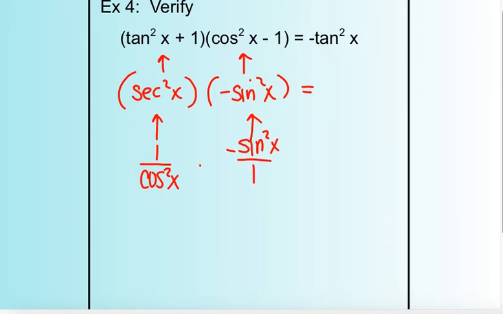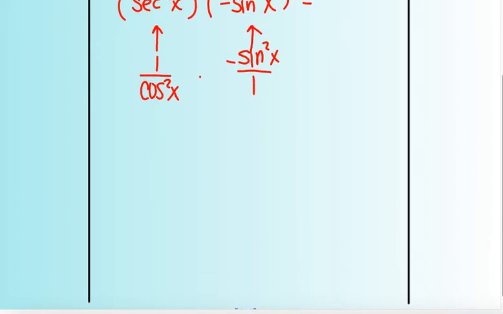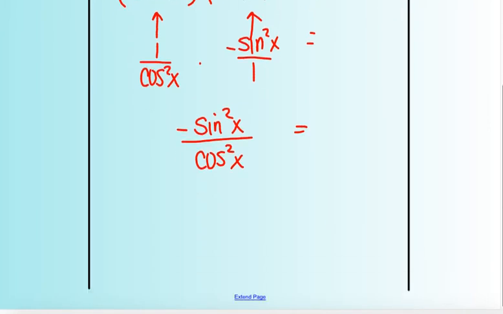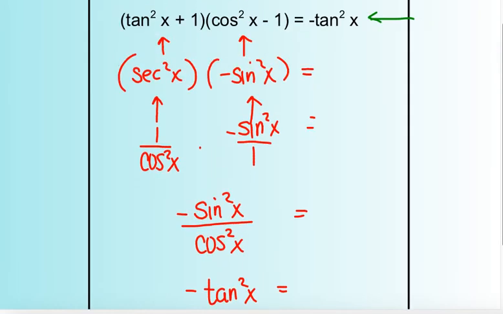Now what I have is a fraction times a fraction. I'm going to combine them together. So I get negative sine squared of x in the numerator and cosine squared of x in the denominator. If I look up here, I'm getting close. I want my final answer to be negative tangent squared of x. Right now I have negative sine squared of x over cosine squared of x. This is the quotient identity, so I simplify this as negative tangent squared of x. I finished. I wanted negative tangent squared of x, so I've proven that these are in fact identities.